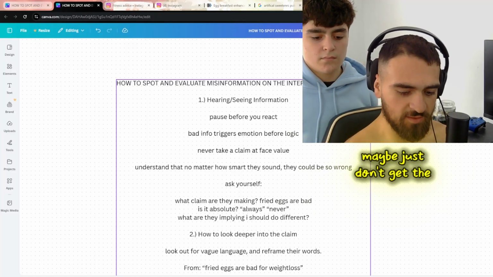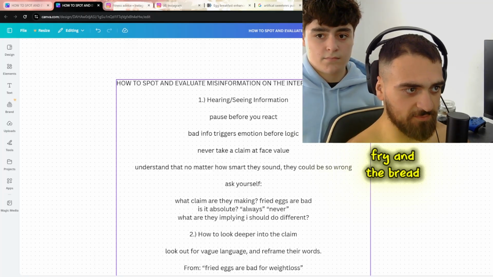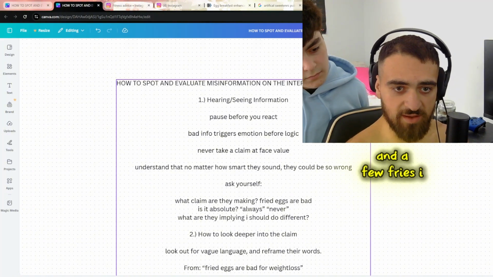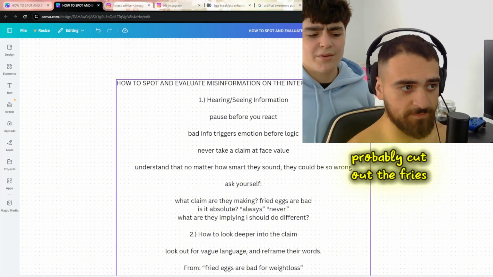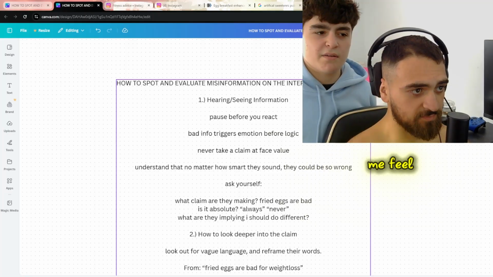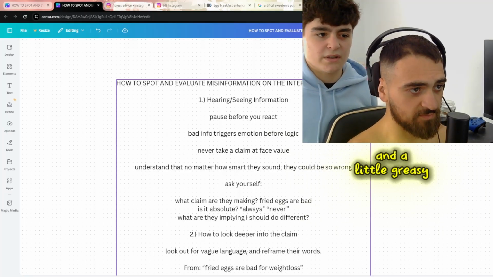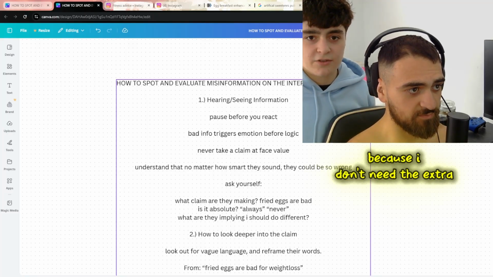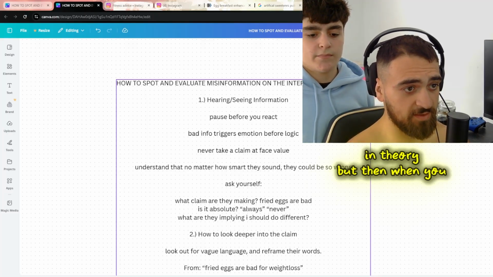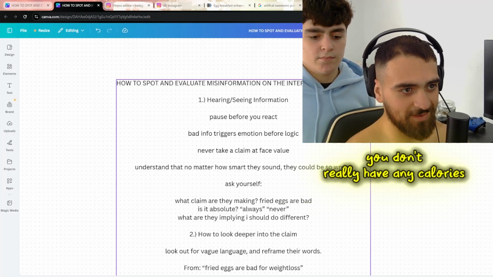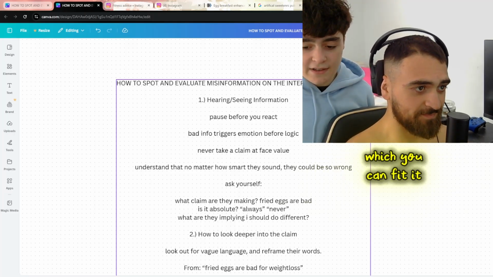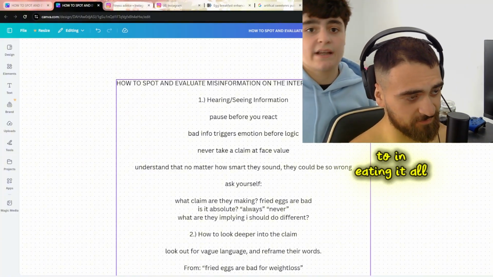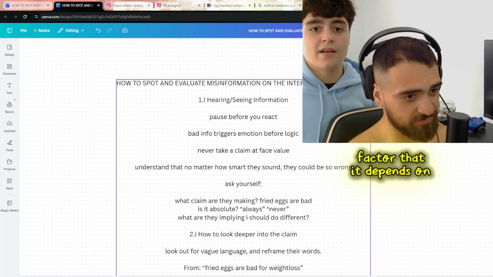Maybe just don't get the 3 chicken tenders and a fry and the bread. Maybe let's get 2 chicken tenders and a few fries. Right? Probably cut out the fries. I haven't been enjoying fries because they make me feel a little bloated and a little greasy. I could, if I wanted to, fit it in, but I probably will take it out because I don't need the extra calories. Right, because you could fit it in theory, but then when you get home, you don't really have any calories left. Which you can fit it in. It just depends on how much you want to eat or what you look forward to in eating. It all depends on a certain factor.